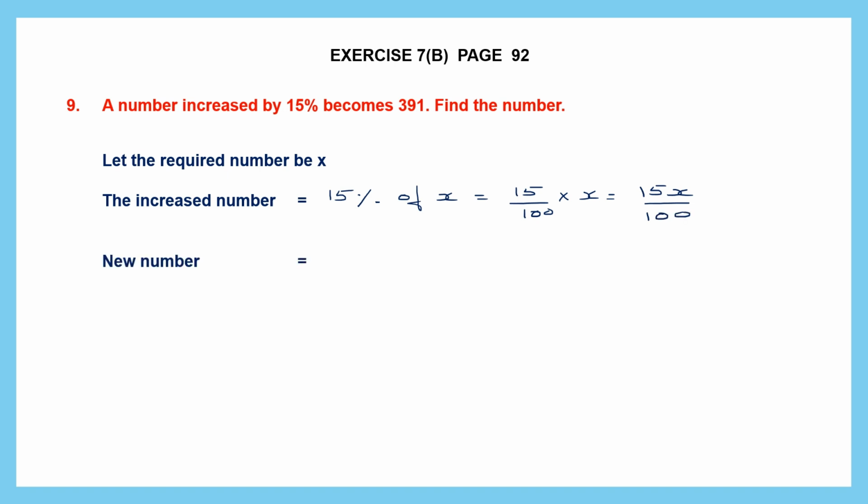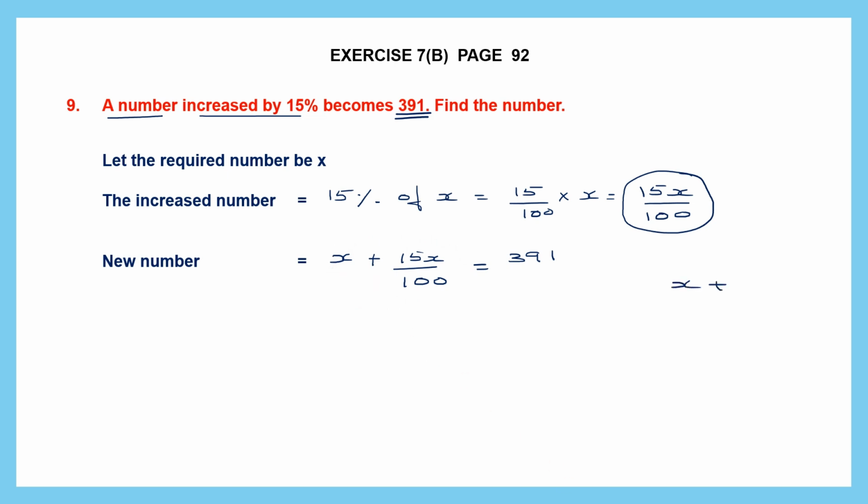So the new number will be, now it says a number which is x increased by this number, that is increased by 15x by 100. So x is the number, and if that is increased by 15x by 100, that will be equal to 391. It's given to us in the question, 391. Since we have an x here and an x here and addition, we need to work this out. So let's work that out.